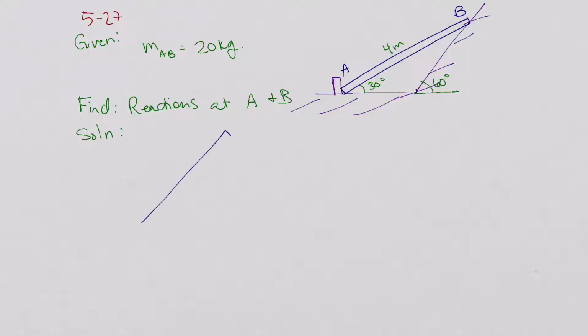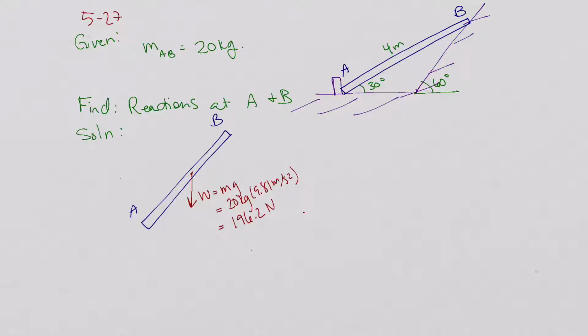So we'll draw our AB. And it gives us the mass of it. So the mass would be the weight. Weight equals mass times acceleration due to gravity. And so that's 20 kilograms times 9.81 meters per second squared. So that's going to give us 196.2 newtons. So that's that weight.